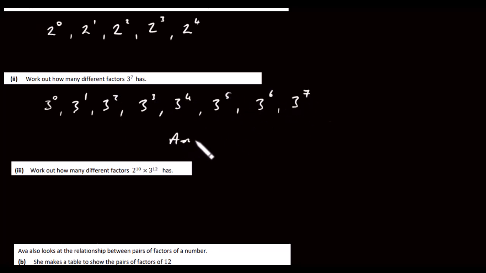Work out how many different factors 3 to the power of 7 has. Well, 3 to the power of 7 would have 3 to the power of 0, 3 to the power of 1, 3 to the power of 2, 3 to the power of 3, 3 to the power of 4, 3 to the power of 5, 3 to the power of 6, and 3 to the power of 7. So the answer is 8. So one more than the power, in other words.